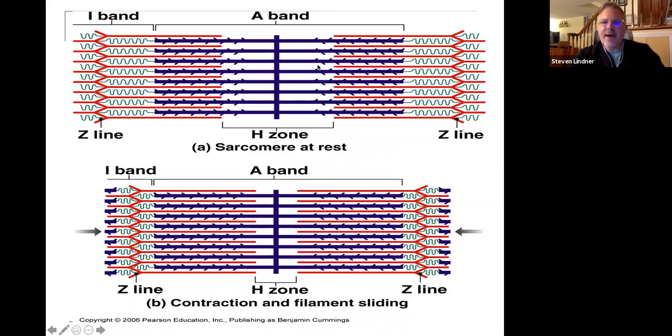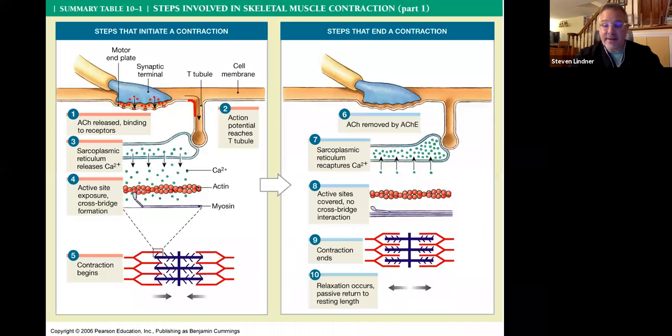If we look at the top picture and look at the bottom, we see this H zone here compared to this H zone here. The top one is the sarcomere at rest. The bottom one, this happened. A shortening phase of the contraction took place. Okay, well, how did that take place? Here's how it took place. Let's look at the left. On the left side, steps 1 through 5, are the steps that initiate a contraction. On the right, steps 6 through 10 are the steps that end the contraction.